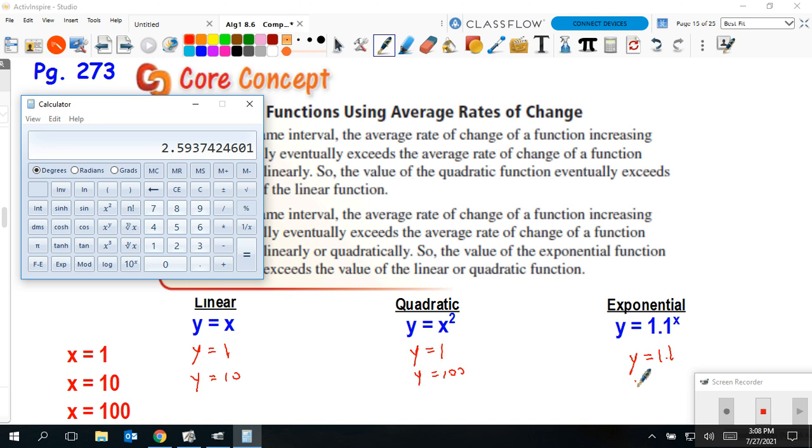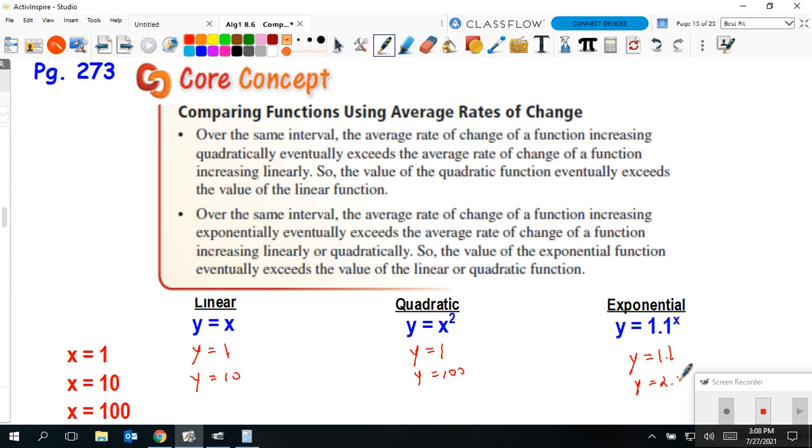So y is equal to 2.59. All right, so it didn't look like the exponential one went up so much. After 10 days, we got $2.59. Okay, not so great there with exponential. But we see that over the interval here of just 1 to 10, the quadratic has definitely overtaken the linear.